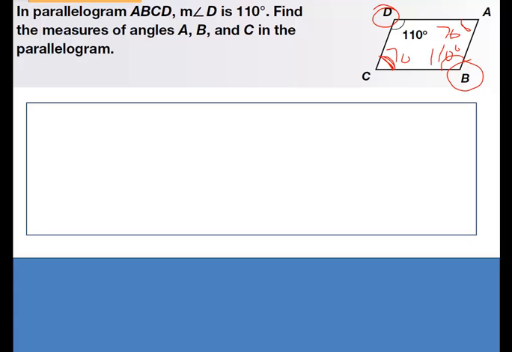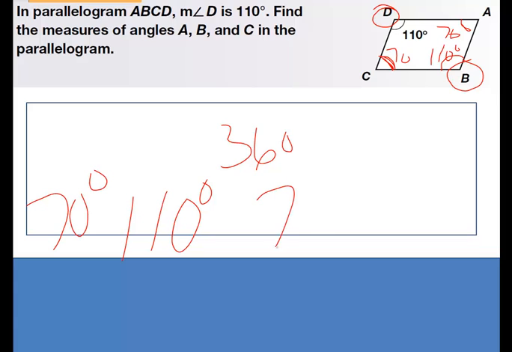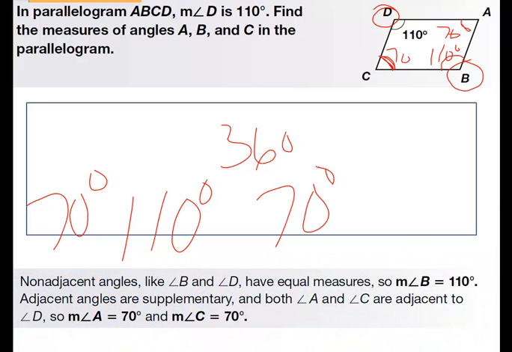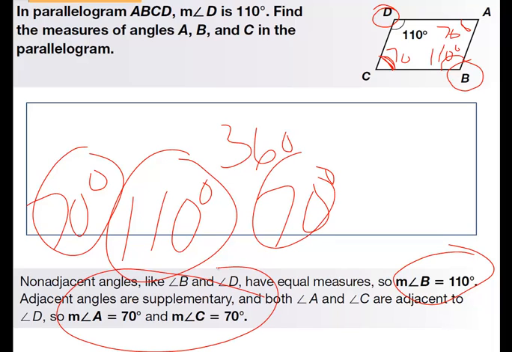Now let's check our work. Is 110 plus 70 180? It is. And 110 plus 70 is 180, and 180 plus 180 is 360. So we should have D as 110, A is 70 degrees, B was 110, and C was 70 degrees. That should be our answers. There's our B, and A and C were both 70. Hopefully you can see that. It should be pretty apparent. If not, let's talk about it.